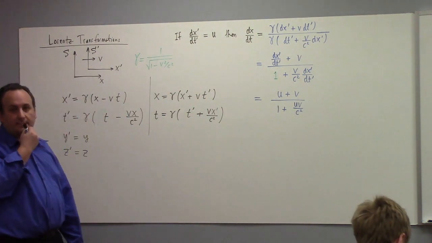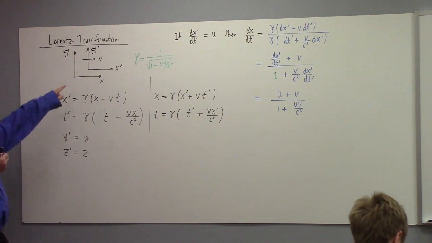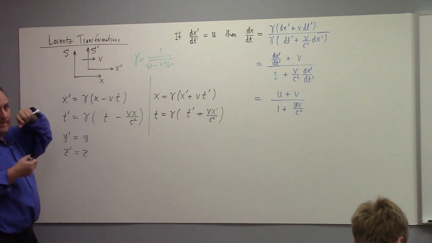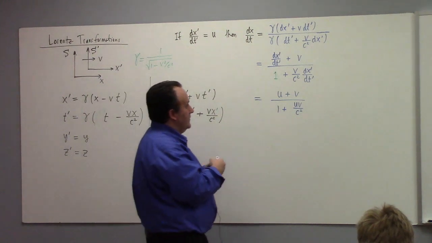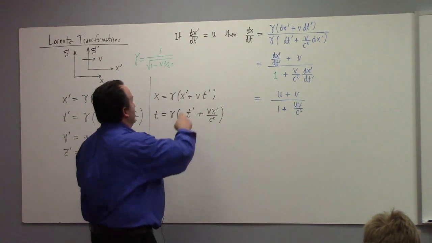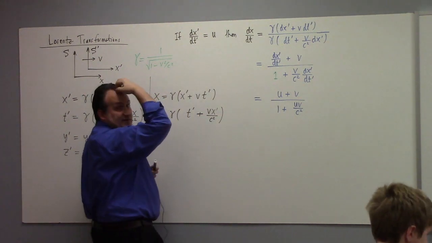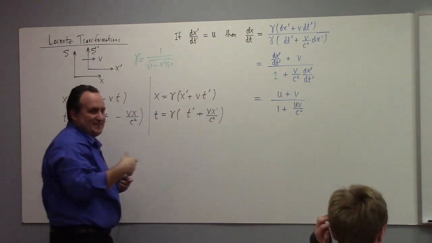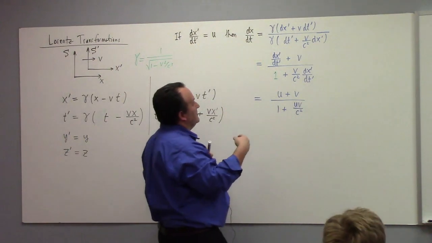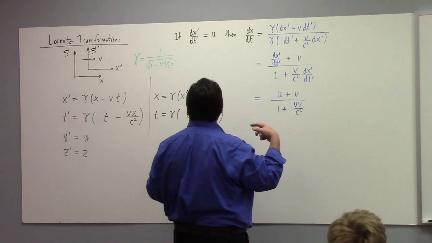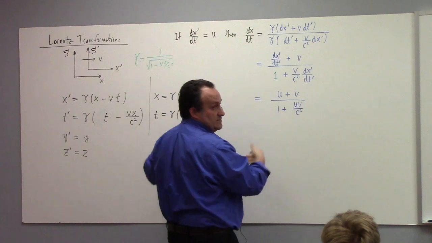So any questions? Yeah. To be clear, v is the speed of the frame of reference. dx/dt is the speed of the object in relation to s, and dx'/dt' is the speed of the object in relation to s prime. Correct. So the velocity with respect to s prime, it's the x component of the velocity, to be more pedantic, right? Whereas the x component of the velocity with respect to s is this. That's what this is.